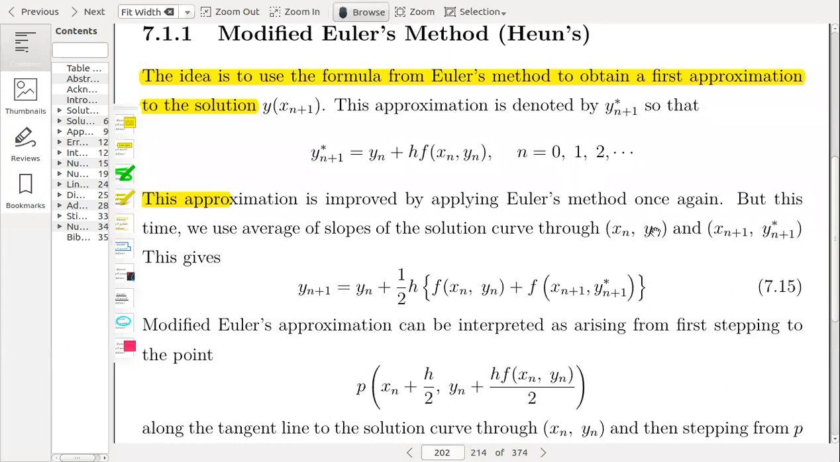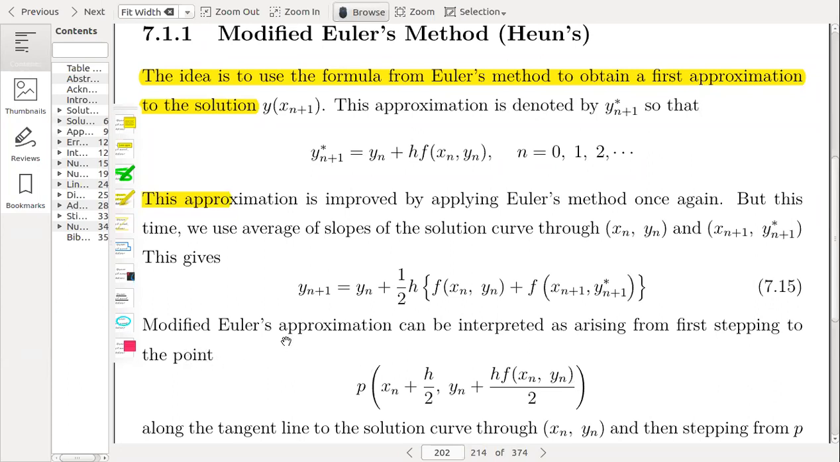So for example, if n is equal to 1, this point will be x1, y1, and the next point will be x2, and y2 star. So y2 star will be computed by Euler's method. So this gives yn plus 1 is equal to yn plus, so here we can replace 1 by 2, h by 2 times f of xn yn plus f of xn plus 1 yn plus 1 star.